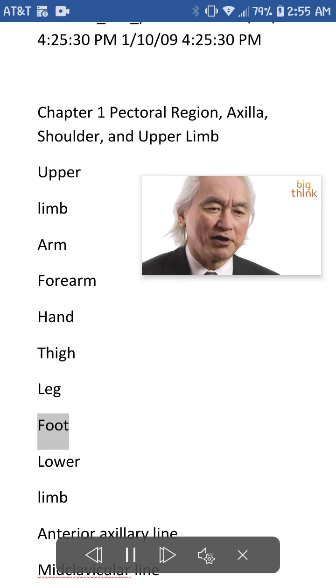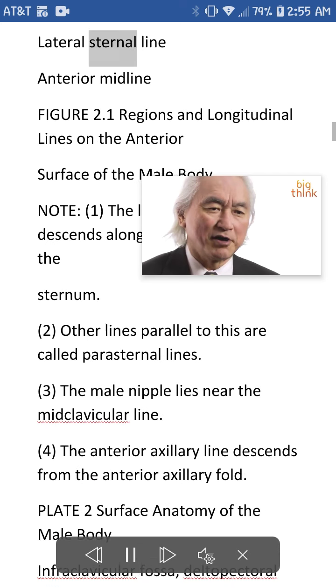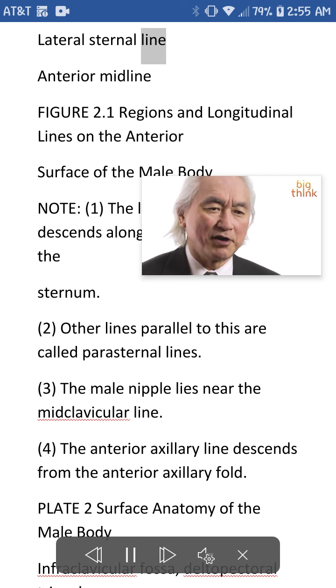Foot. Lower limb. Anterior axillary line. Midclavicular line. Lateral sternal line. Anterior midline. Figure 2.1, regions and longitudinal lines on the anterior surface of the male body.